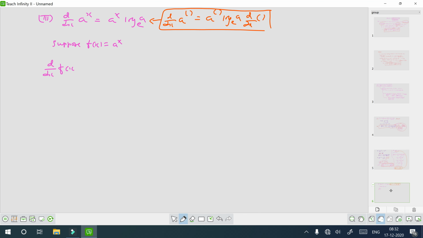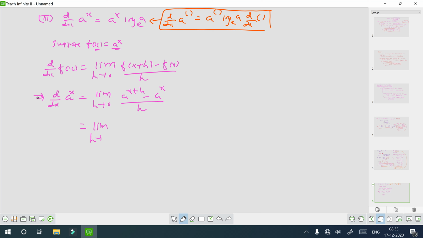d by dx of f(x) is equal to limit h tends to 0 of f(x+h) minus f(x) upon h, and therefore d by dx of a raised to x is equal to limit h tends to 0, where f(x) is equal to a raised to x. So f(x+h) minus f(x) is a raised to x plus h minus a raised to x over h. That is equal to limit h tends to 0 of a raised to x into a raised to h minus a raised to x over h.